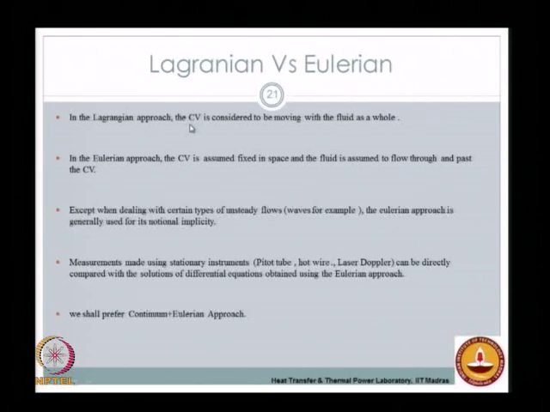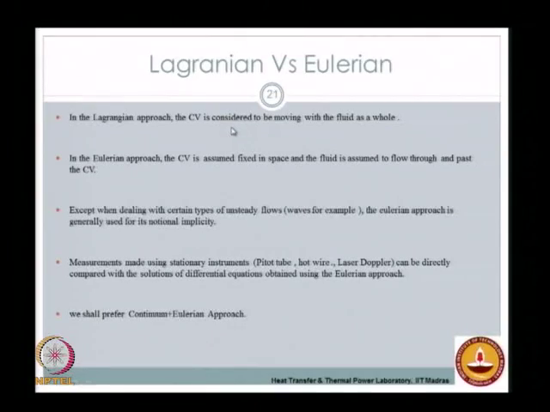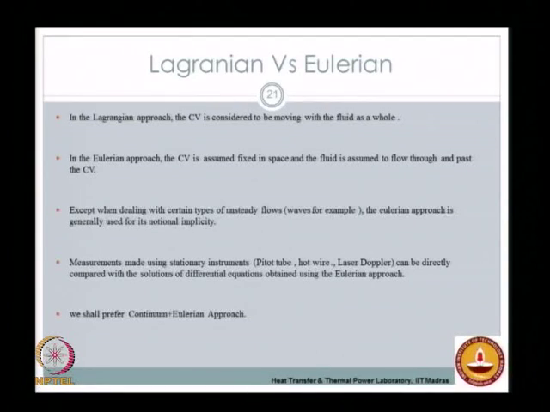So in the Lagrangian approach, primarily the control volume is considered to be moving with the fluid as a whole. So you look at packets of fluid particles which are moving, and you define a control volume which is also moving with the fluid particles. And in the Eulerian approach, you assume a fixed control volume in space, and then you look at the motion of the fluid which is coming in and leaving this particular control volume. So except for dealing with certain types of unsteady flows, the Eulerian approach is generally preferred, because it is generally simple to look at and also to compare the properties from the solutions of equations in the Eulerian framework to measurements made with stationary instruments.